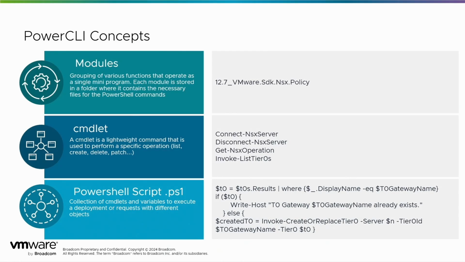NSX automation can also be performed with PowerCLI. So let's go over some of the concepts. We have a module, which is basically a grouping of various functions that operate as a single mini program. So you install the module and then you get access to these cmdlets. And a cmdlet is a lightweight command that is used to perform a specific operation like list, create, delete, patch. And then, of course, you create the PowerShell script, which is a .ps1 file, a collection of cmdlets and variables to execute a deployment or request with different objects.